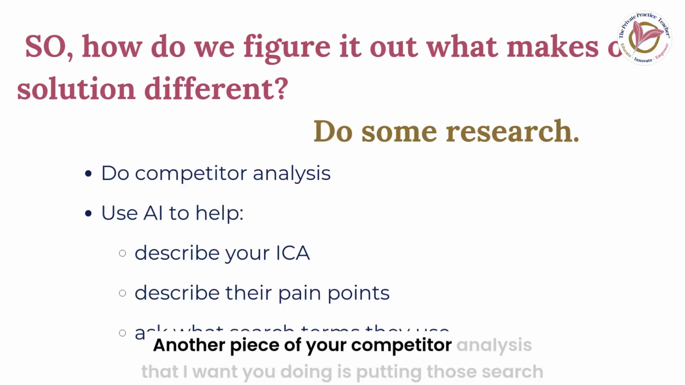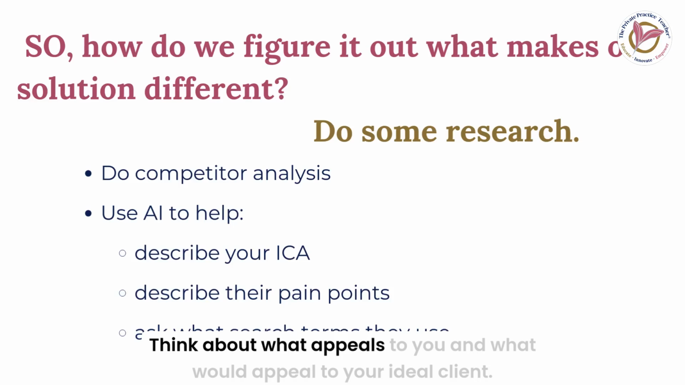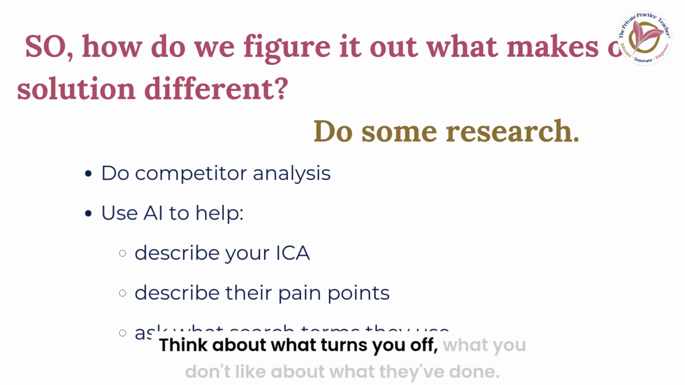Another piece of your competitor analysis that I want you doing is putting those search terms in and then looking at what comes up. Look at what you like about their websites. Look at what you don't like. Look at places where they're clear. Look at places where they're unclear. Think about what appeals to you and what would appeal to your ideal client. Think about what turns you off, what you don't like about what they've done.